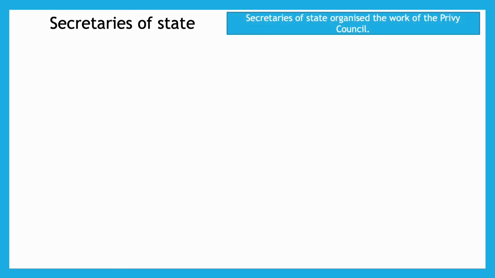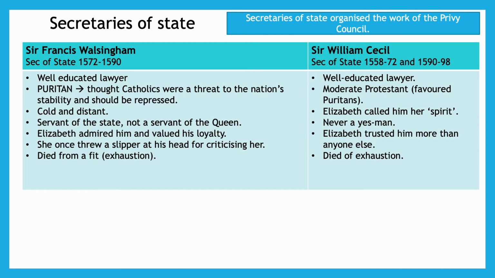The Secretaries of State organised the work of the Privy Council, so they were extremely important. We can look at how Elizabeth used her power by looking at her Secretaries of State: Sir Francis Walsingham and Sir William Cecil.